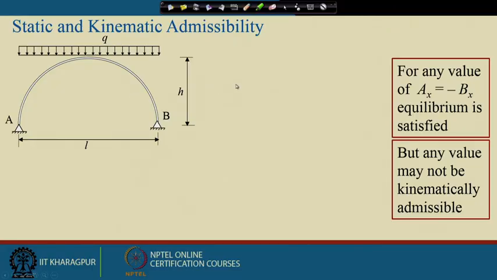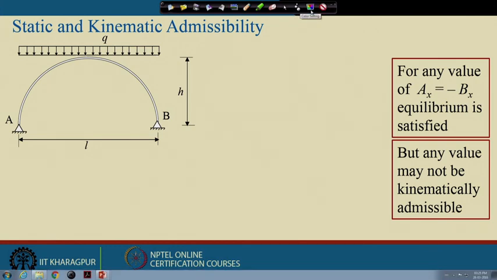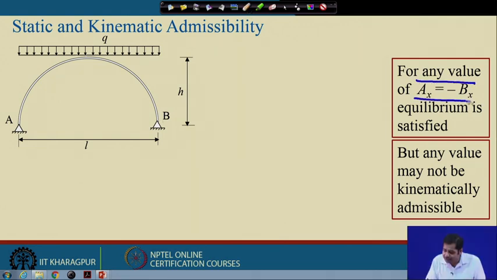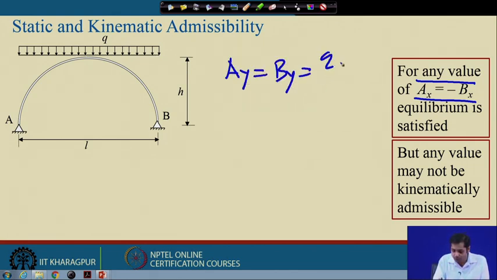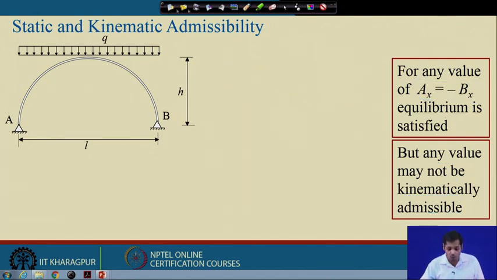this problem, for any value of A x equal to minus B x, is statically admissible, because equilibrium is satisfied. Always we have A y equal to B y, which we have already determined as q L by 2. So, for any value of A x equal to minus B x, equilibrium is satisfied, but any value may not be kinematically admissible. Let us see with the same example what this means.